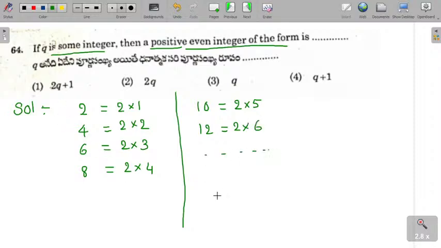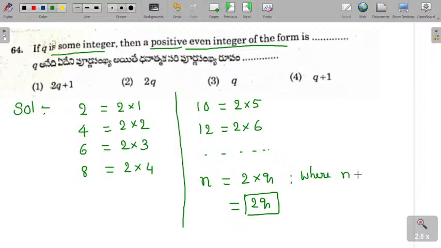For example, n is an even number, that can be put in this form, 2 into q, 2q form, where n is even. Any positive even number can be put in the form of 2q, where q is some integer. So that means the second option is the right option.